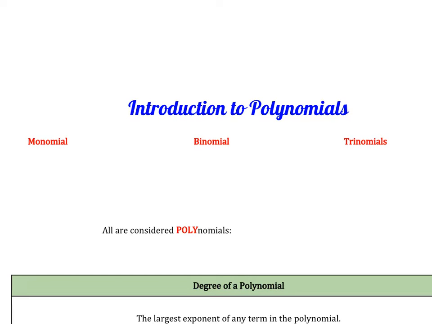First, we have monomial. Monomial means one term. And you can think about Monopoly, there's one winner. Okay, next we have binomial, and you can think about the prefix bi, like bicycle. So that means there are two terms. And last but not least, we have trinomial, and the prefix tri, you can think about triangle, there are three sides. So trinomial means three terms.